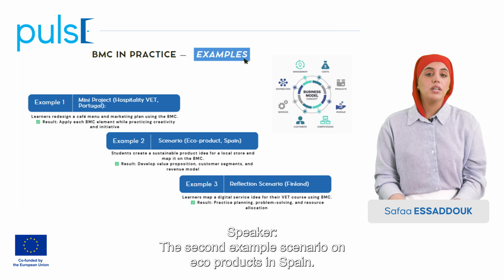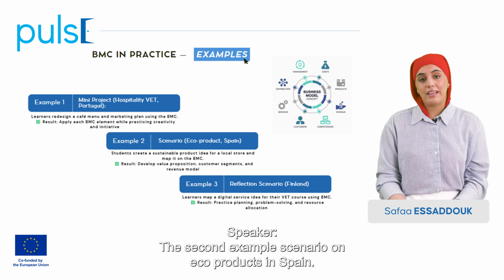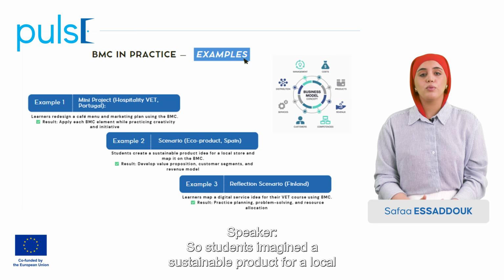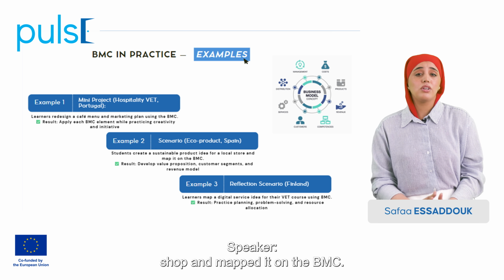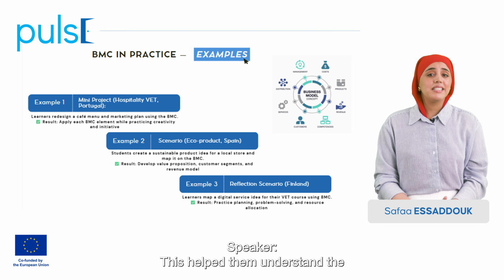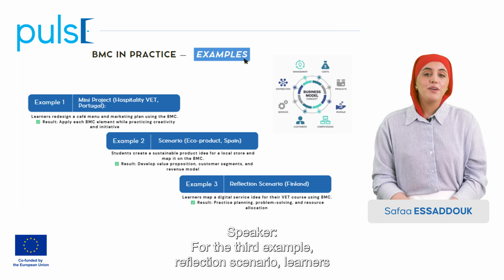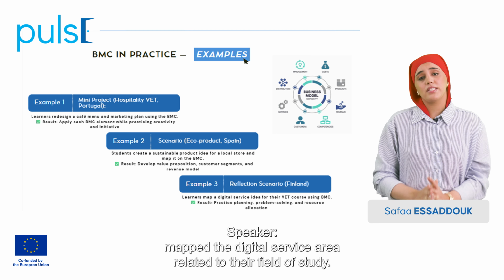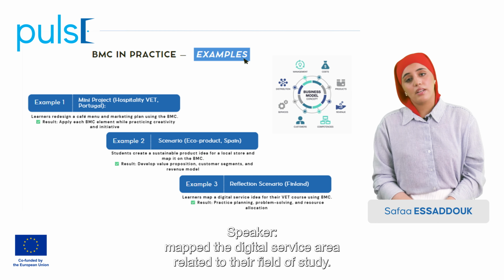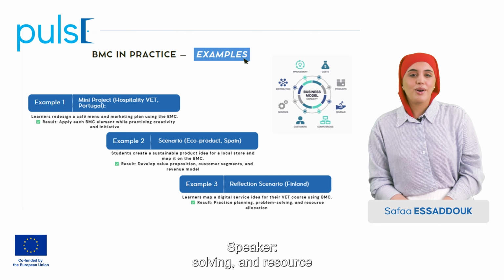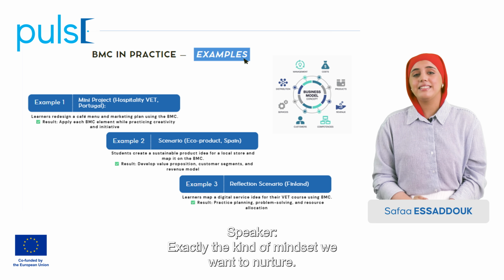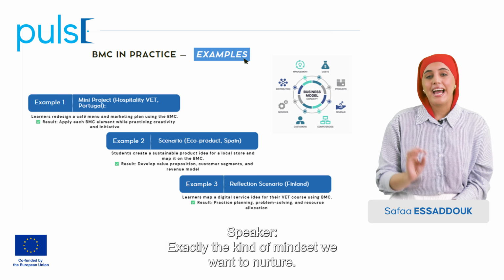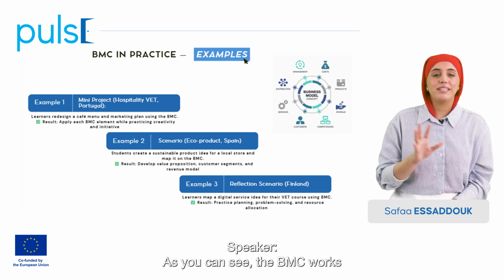The second example is a scenario on eco products in Spain. Students imagined a sustainable product for a local shop and mapped it on the BMC. This helped them understand the link between customer segments, value creation, and revenue generation. For the third example, a reflection scenario, learners mapped a digital service idea related to their field of study. They practiced planning, problem solving, and resource allocation, exactly the kind of mindset we want to nurture. As you can see, the BMC works across all sectors from tourism to technology.